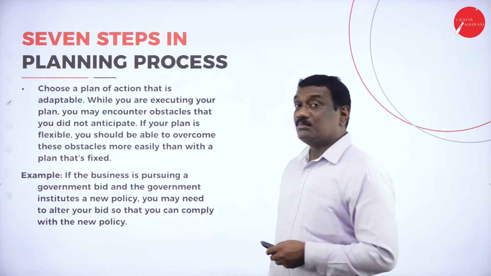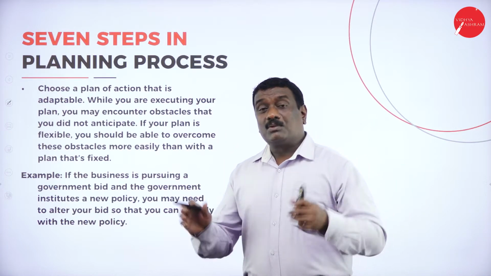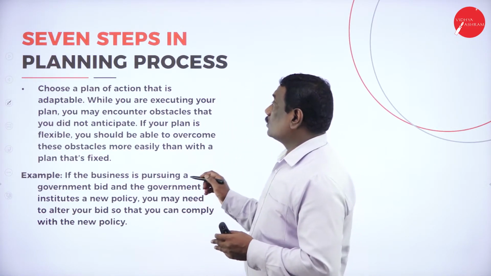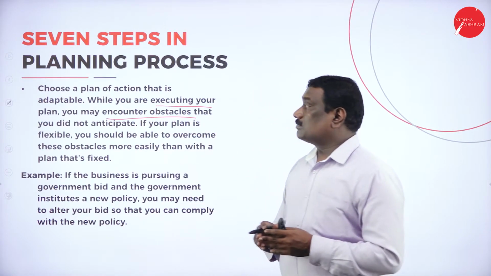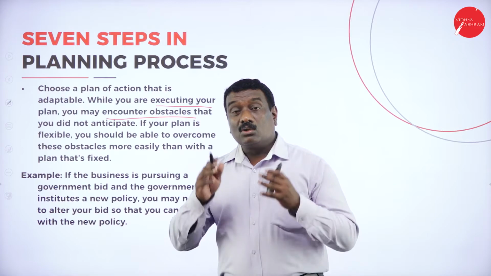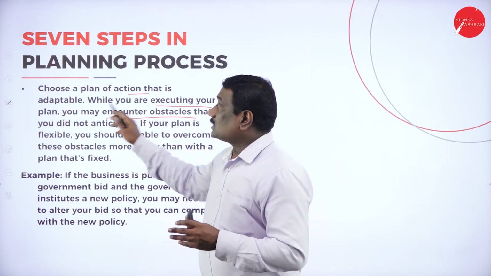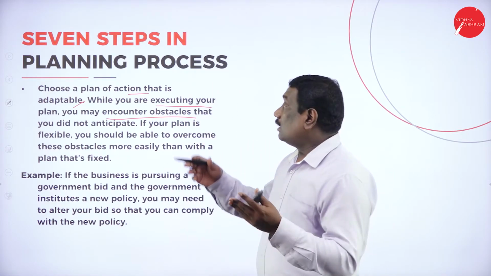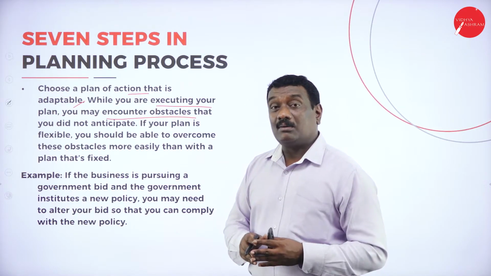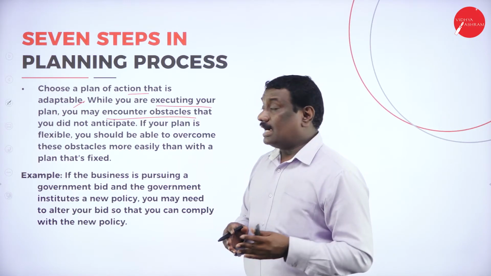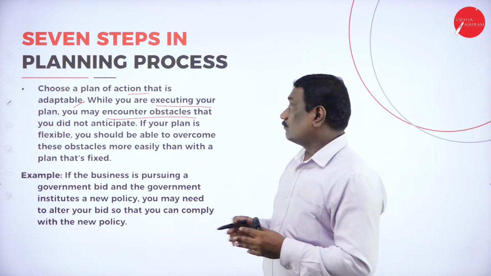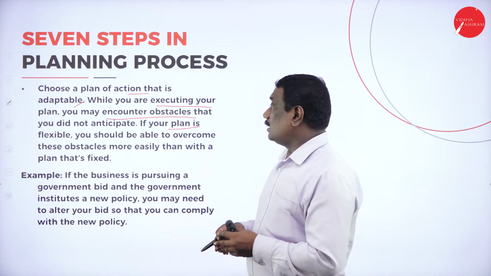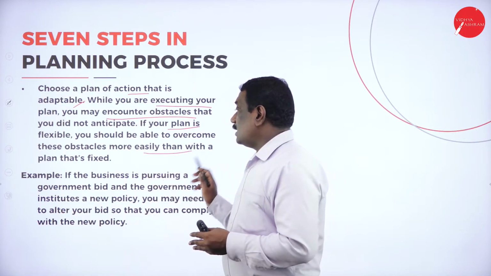Now choose a plan of action which is adaptable. The plan you undertake should be an adaptable one. While you are executing your plan, you may encounter obstacles you did not anticipate. That is the reason they say to choose an adaptable plan of action. At the time of implementing it, suddenly obstacles or hurdles may come up which you did not predict or think would come. If your plan is flexible, you can easily change it and overcome these obstacles.